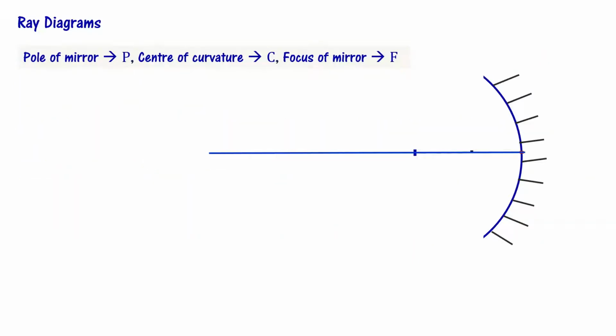Let us now consider another kind of ray so that we can develop rule number 2. I have a concave mirror here. This is the pole, this is the focus, and this is the center of curvature, right? Now I want to draw a ray that passes through the focus. This is my incident ray. It is passing through the focus. Once it touches the surface of the mirror, it has to reflect, right? How is it going to reflect?